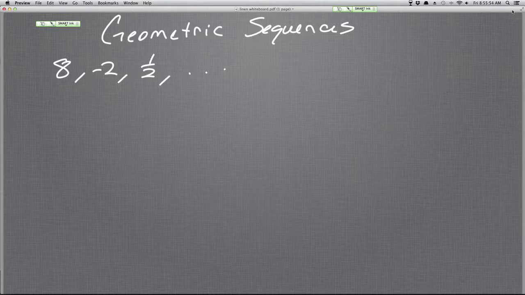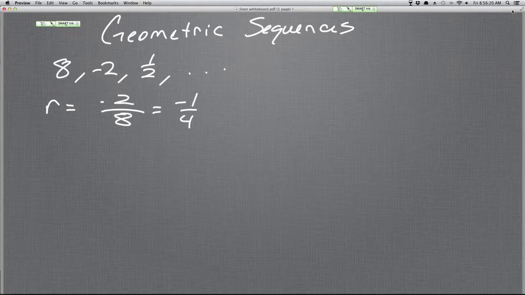Multiplied by -1/4, that's what we're looking for. So my common ratio would be -1/4. Here's the easy way to get it. To get the common ratio, all you have to do is take the second term divided by the first term, and you see that we get -1/4 is my common ratio.